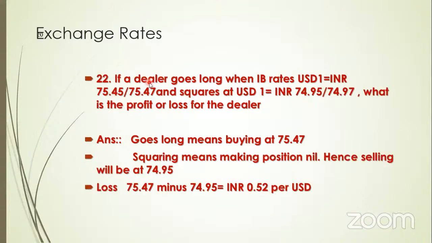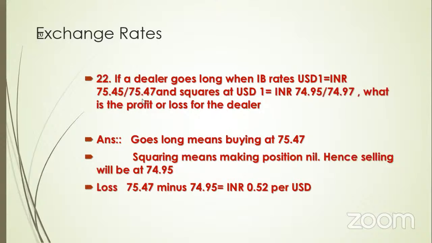The bank goes long means a bank is buying now. Dealer means dealer of a bank. He represents the entire bank. A dealer represents the entire bank. A dealer means a bank. If bank A goes long, it means the bank buys. Buys from which bank? Not from the exporter. He buys from another bank. So what rate will the other bank charge? They will not sell the dollar at this rate. They will sell the dollar at 75.47. Very good question. Understood, madam?